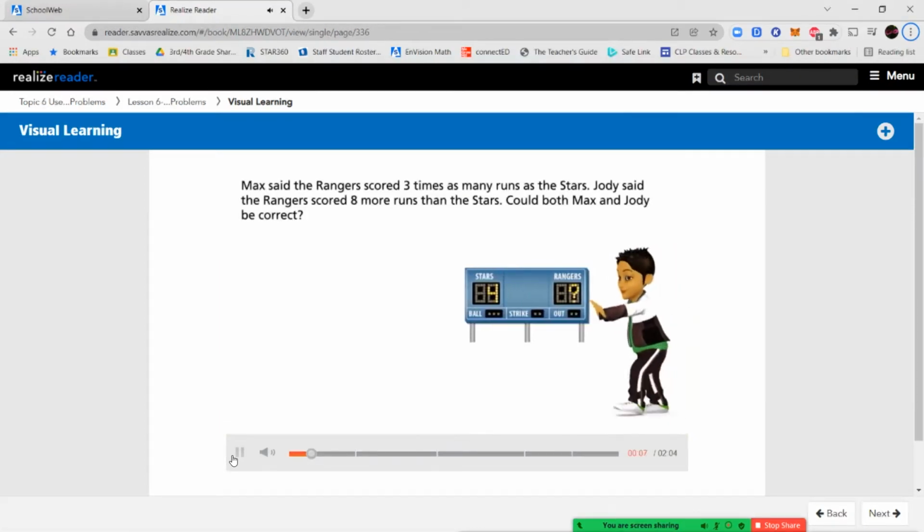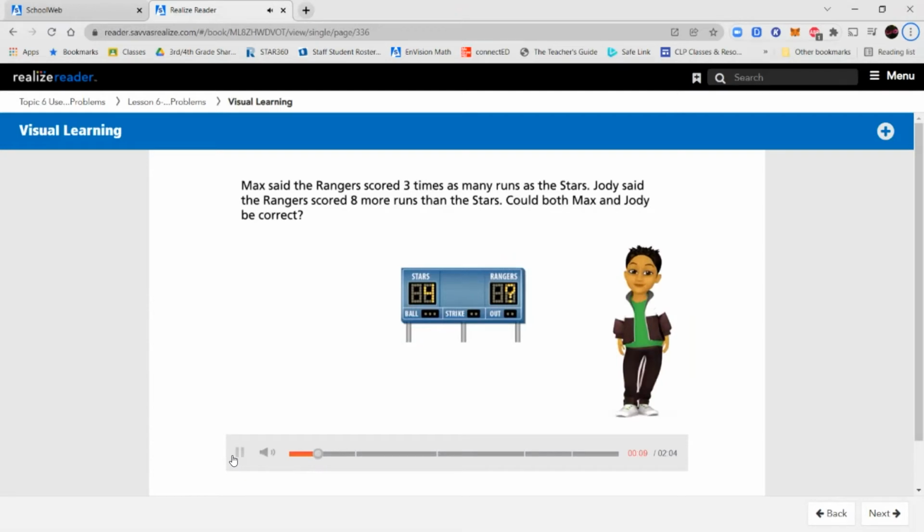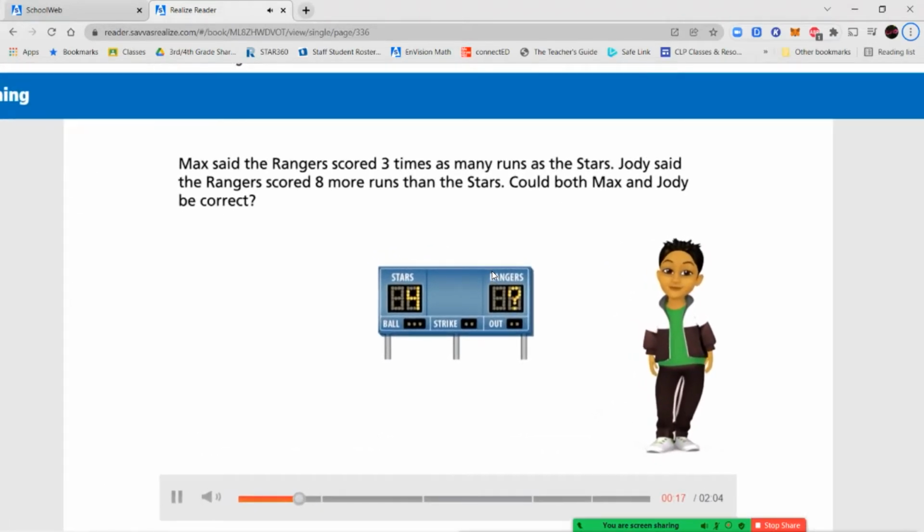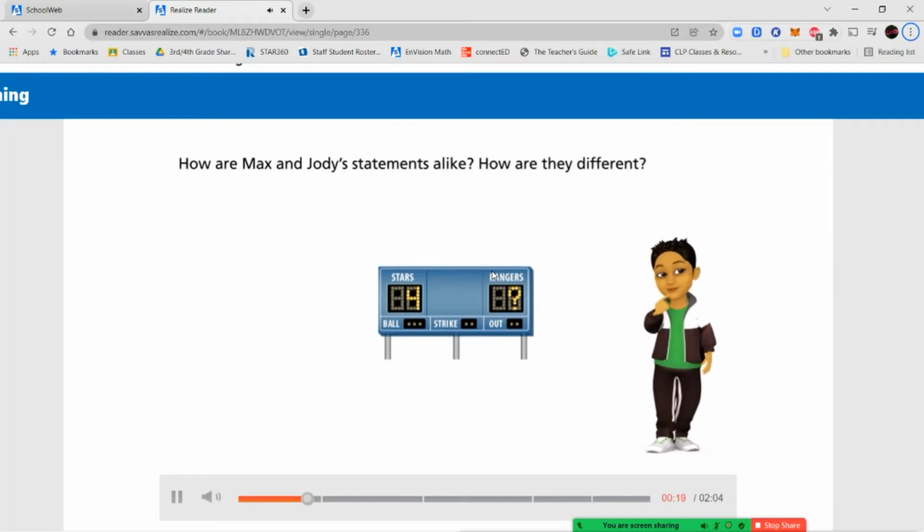Max said the Rangers scored 3 times as many runs as the Stars. Jody said the Rangers scored 8 more runs than the Stars. Could both Max and Jody be correct? How are Max and Jody's statements alike? How are they different?